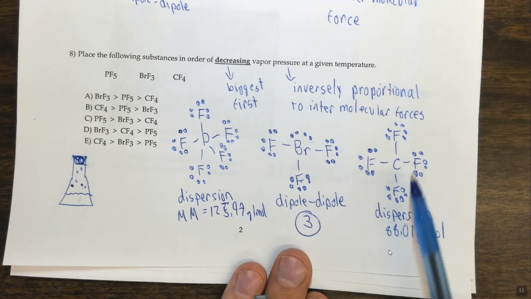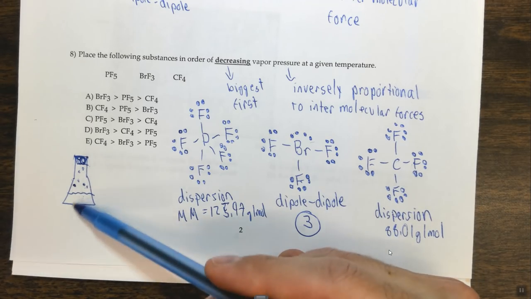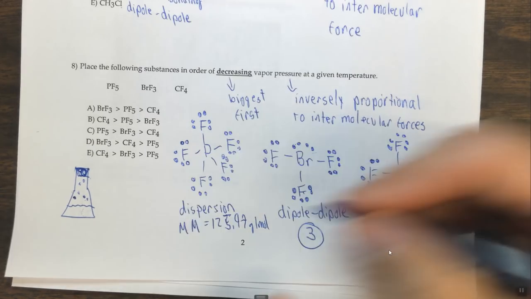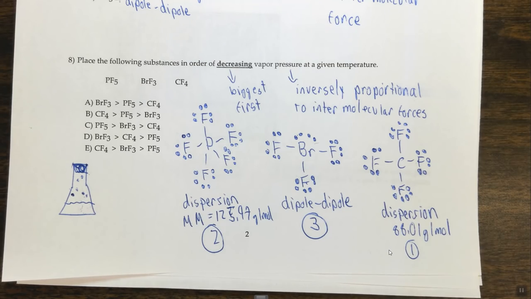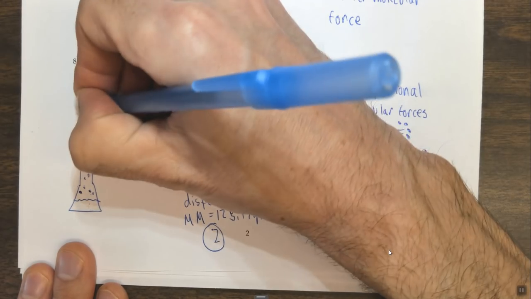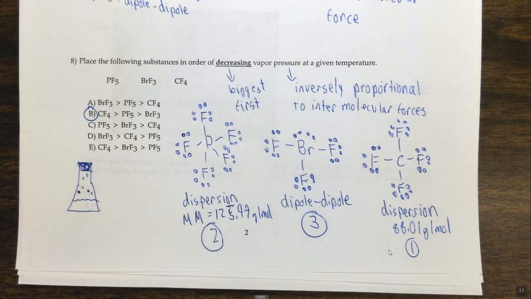So the dispersion forces in CF4 are going to be the lowest. That means CF4 is most easily going into the gas phase. So this is 1, and then PF5 is in between. So it's number 2, sorry. And that gives us letter B as the answer. 1, 2, 3, as shown in letter B.